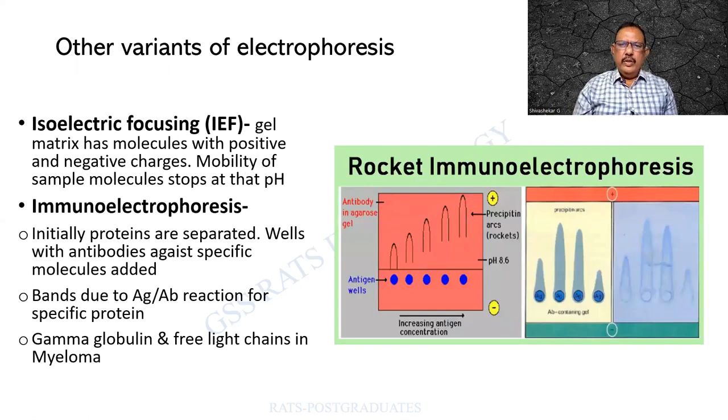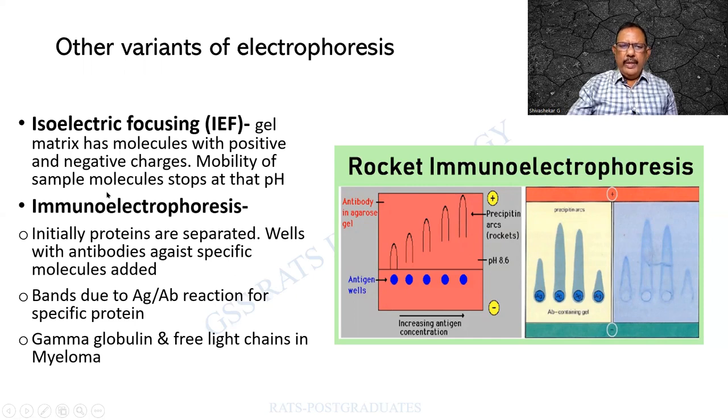What are the other variants of electrophoresis? We had mentioned the solid or the gel electrophoresis, the Whatman's filter paper, etc. But then there are others. We will just know the names. Even I do not know much about them. Isoelectric focusing. This is one. It uses a gel matrix and it provides positive and negative charges. Mobility of samples stops at that particular pH. So isoelectric: anything that has a similar pH will stop moving at that particular point.